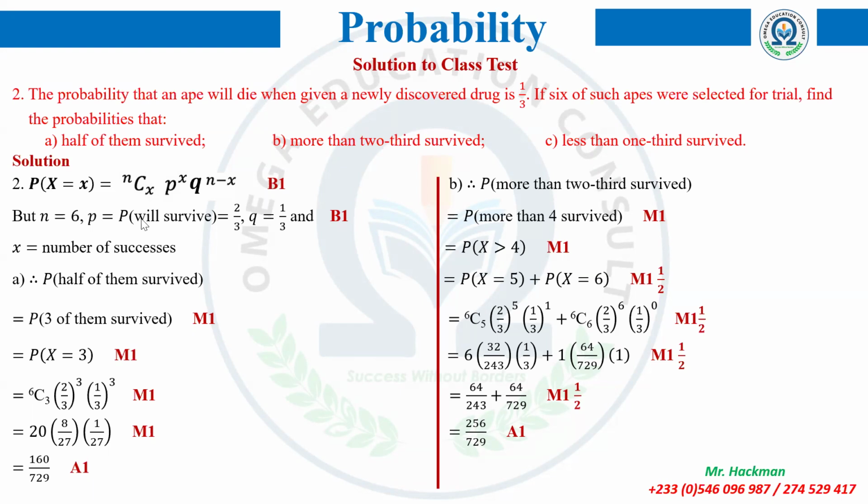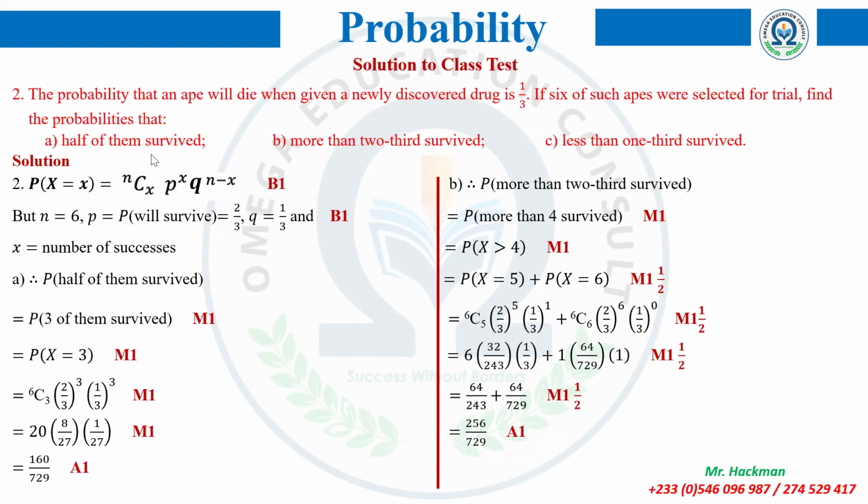So now what do you do? P will survive. You need to define your success. So small p is equal to the probability that the ape will survive. And we are told, if you look at it, it was given indirectly in the question. The question gave you will die, so the success is not 1/3. The success will rather be 1 minus 1/3. So that's where you have to be very critical. So it will be 2/3. If you pick your success as will die, or will not survive, then in that case that will be 1/3.